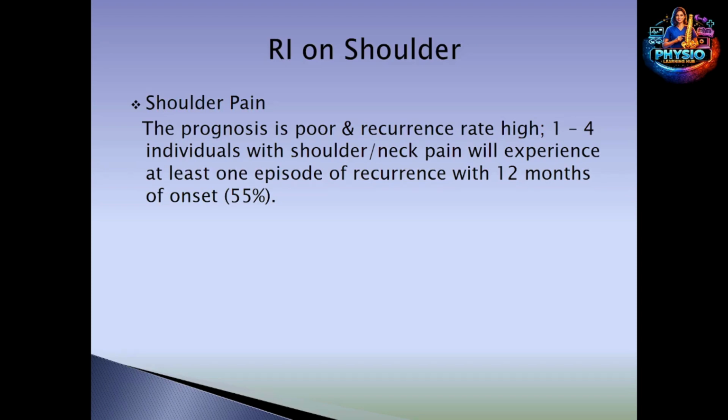Regional interdependence on shoulder. Shoulder pain. The prognosis is poor and the recurrence rate is high. 1 in 4 individuals with shoulder or neck pain will experience at least one episode of recurrence within 12 months of onset.